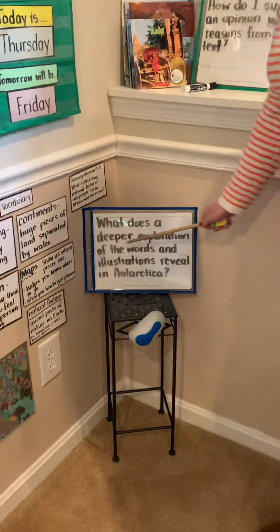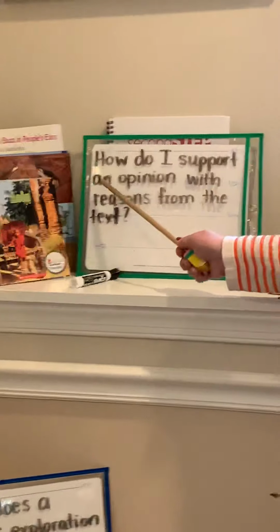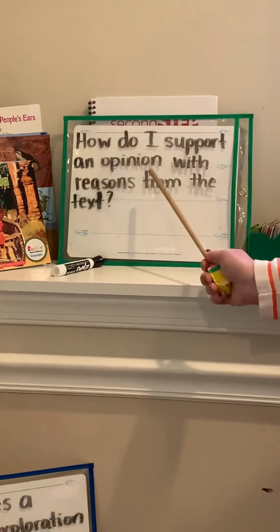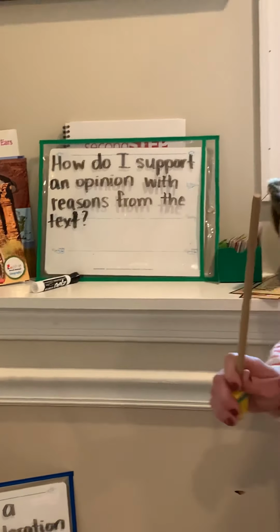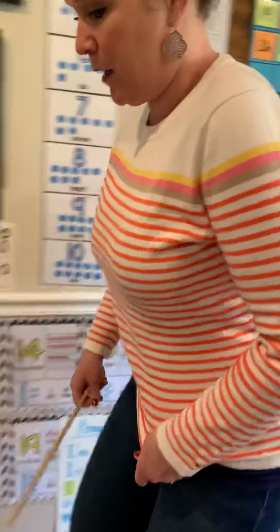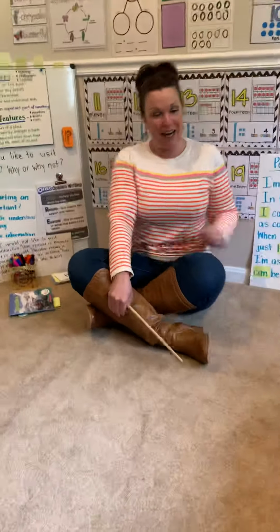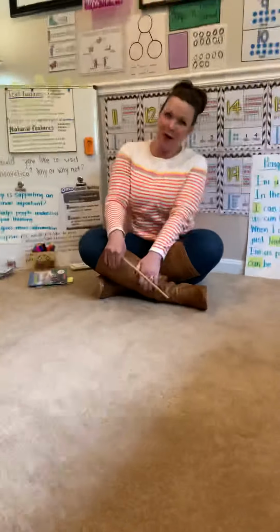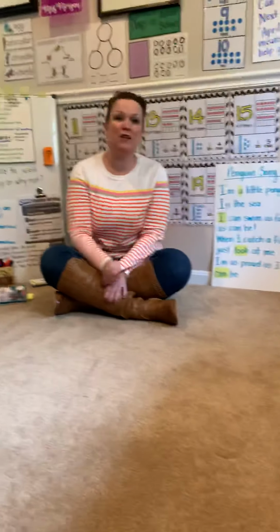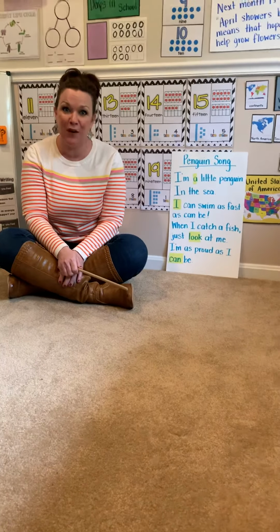Again, it's a two-part lesson. Our second part is going to be, how do I support an opinion with reasons from the text? So we're going to be talking about our opinion again. Let's come on over here to our reading area, or what's become our reading area in this new way of learning. We're going to first look at our penguin song, friends.